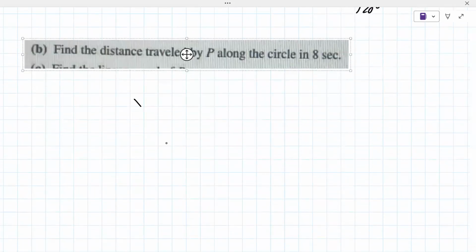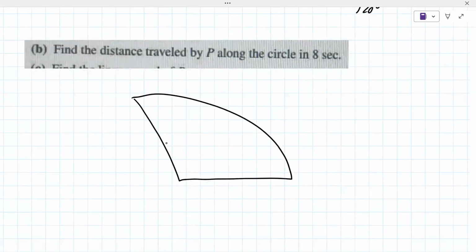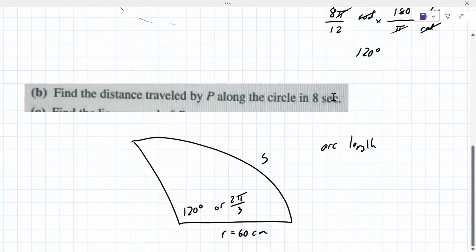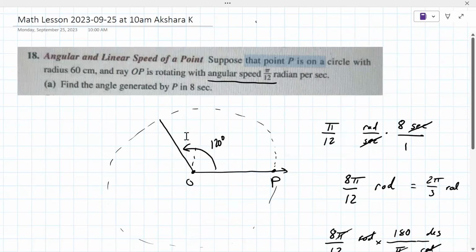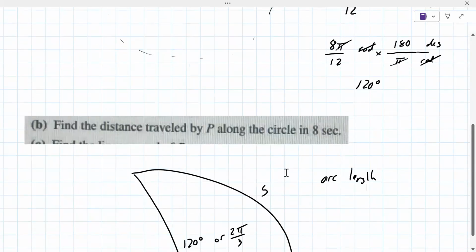It's saying basically, okay, we've got a circle with radius 60 centimeters. And you know that this angle is 120 degrees, or you can use 2 pi over 3. We want the s, the arc length. That 8 seconds just refers to the previous problem where we calculated how big of an angle was swept. So if it said 6 seconds, we'd have to recalculate the angle. That makes sense? Oh, yeah.